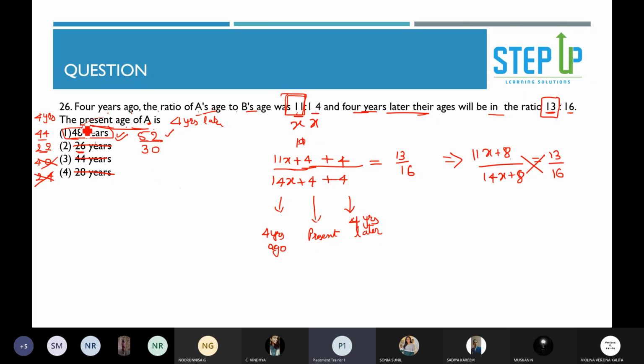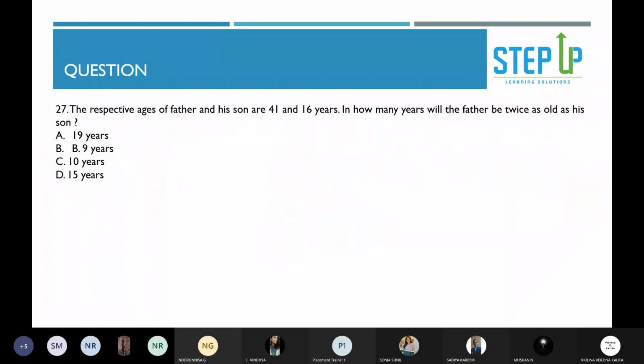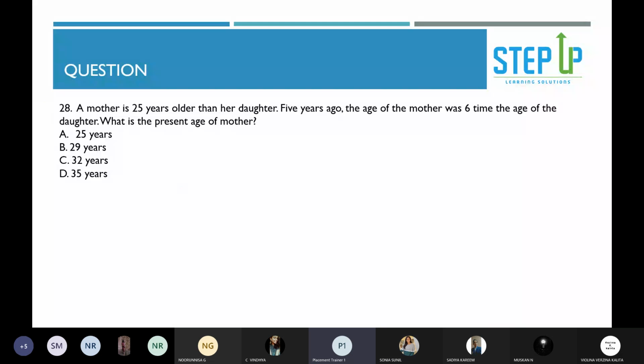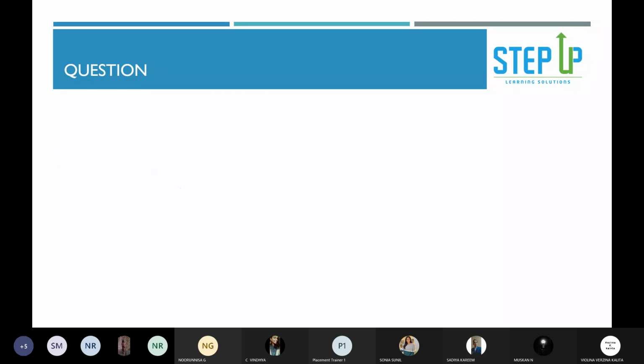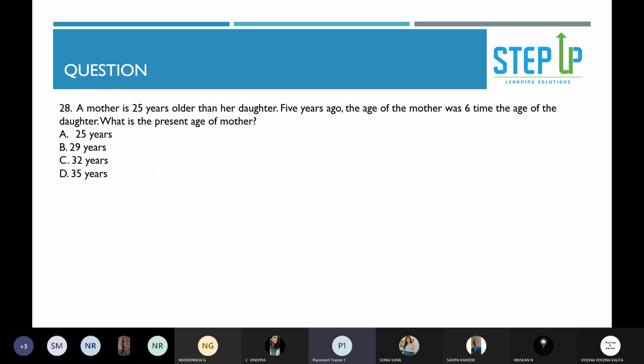Just take care of this percentage. The ratios given to us are for 4 years ago and 4 years later, so we need to play around. All right. I think we are done with this. This again I'm leaving for you. We'll see if we can come back. Solve this question.